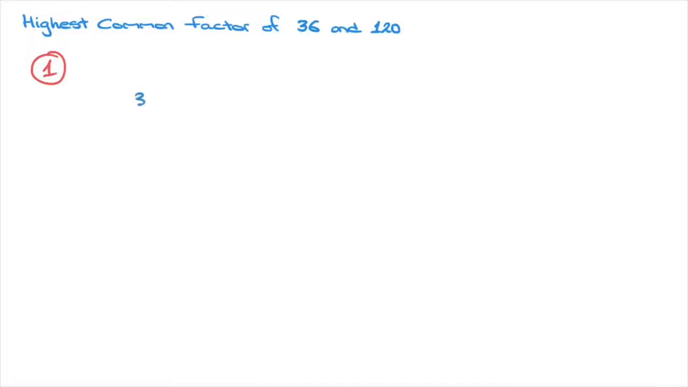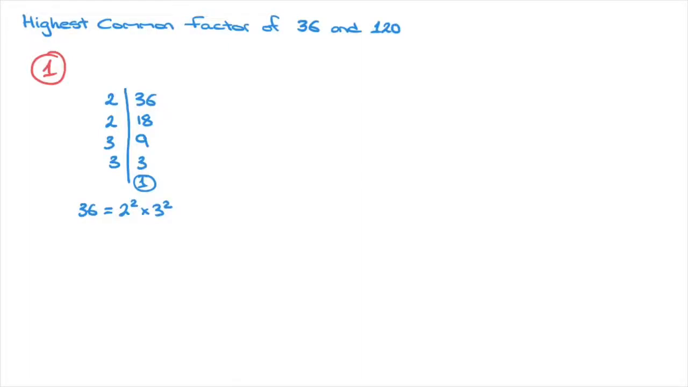So we write 36 as a product of its prime factors as follows. 36 can be divided by 2, which is 18. 18 can be divided by 2, which gives us 9. 9 can be divided by 3, which gives us 3. And 3 can be divided by itself, that's 3, which gives us 1. So 36 is equal to 2 to the power of 2 times 3 to the power of 2.